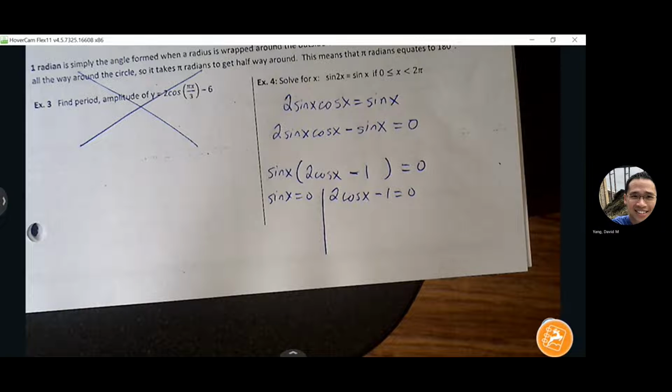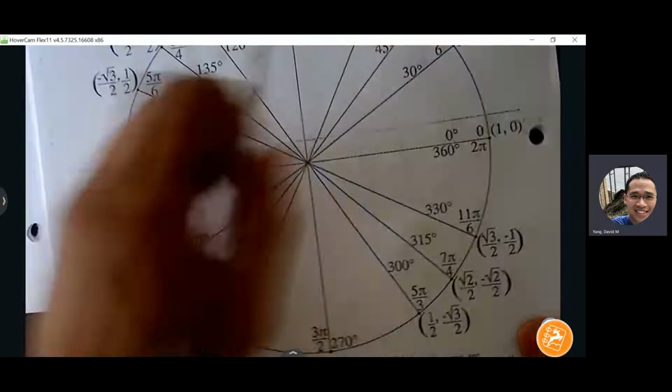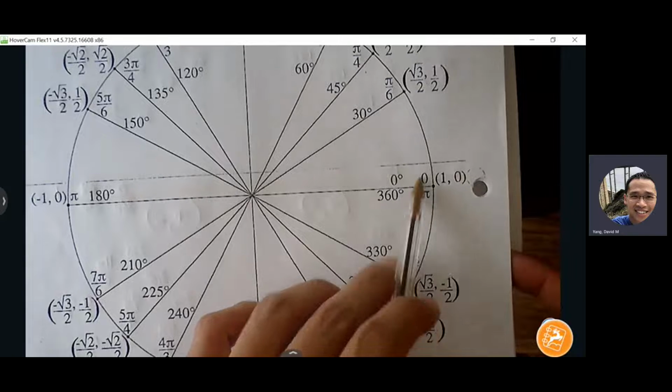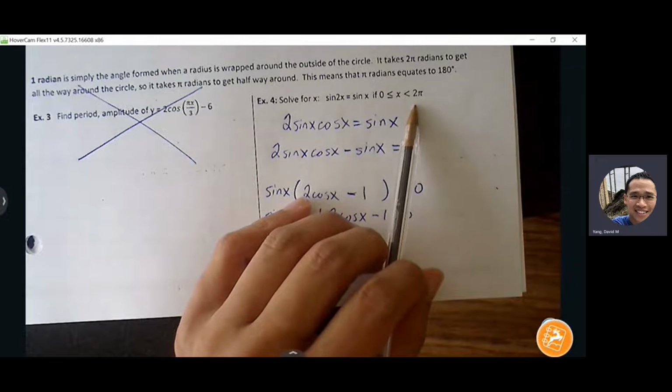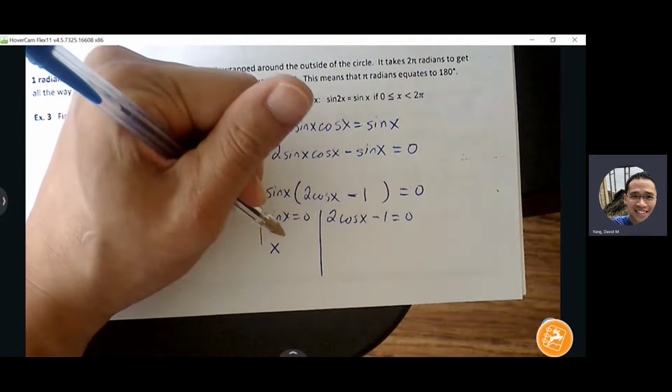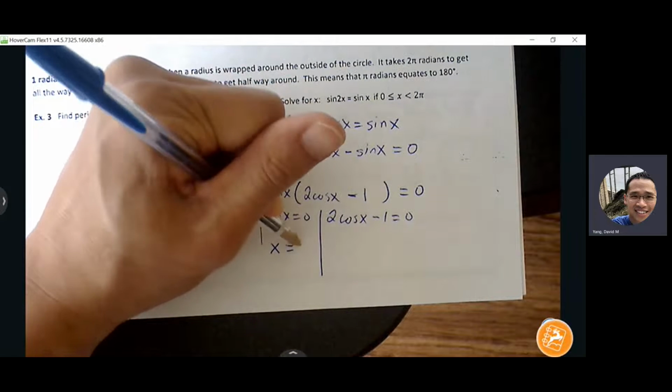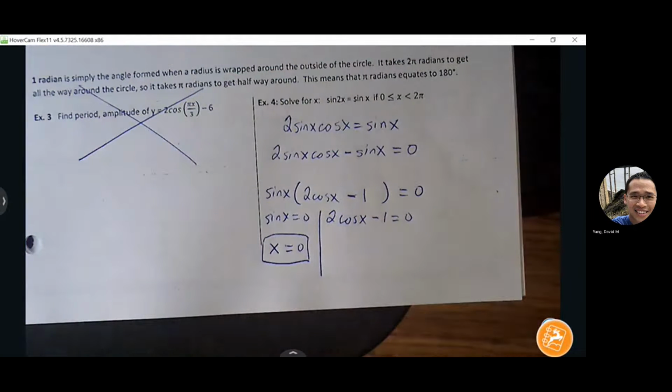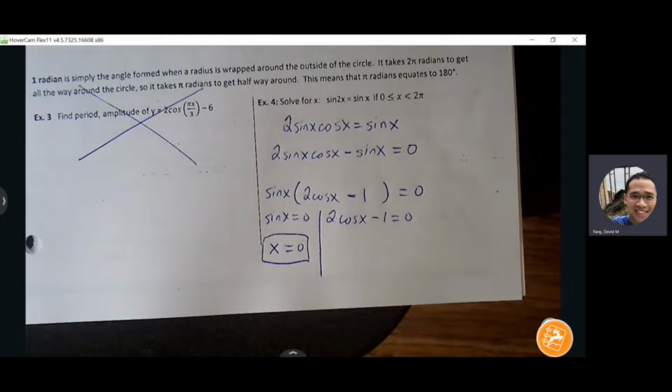Sine of 90 is going to be 1, right? It's going to be sine of 0 or 2 pi, but 2 pi is outside my range, so it's just going to be 0. Okay, so sine of 0 degrees or 0 radian measure is equal to 0. All right, that's one solution.